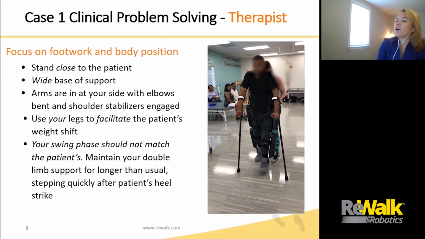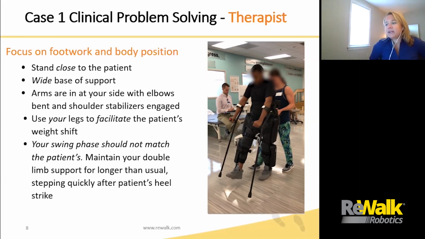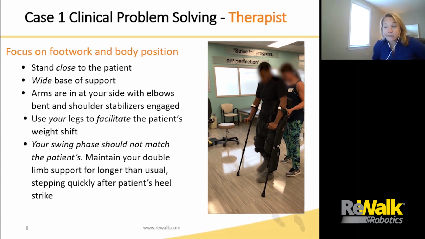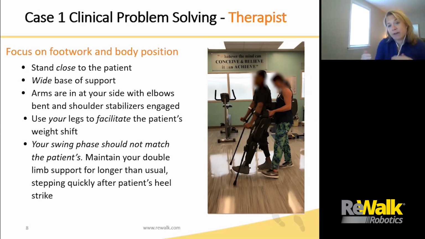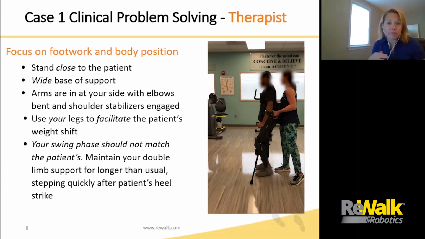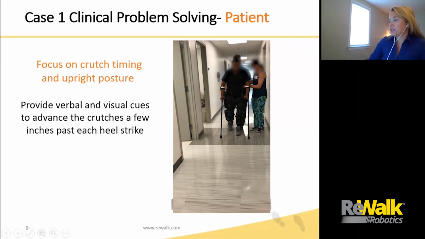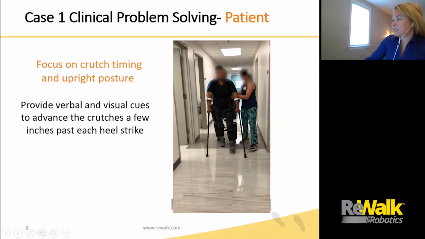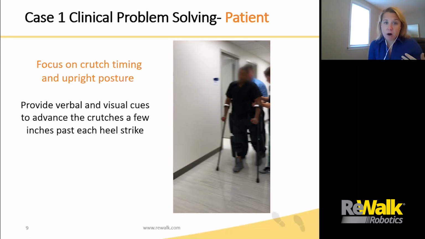One last thing to note is that your swing phase should not match the patient's. Okay, you want to maintain your own double limb support for a little bit longer than usual. So delay your swing phase and try to have it be off from when the patient is swinging. What the patient can do in the early phases of training really is to focus on their crutch timing and their upright trunk posture.